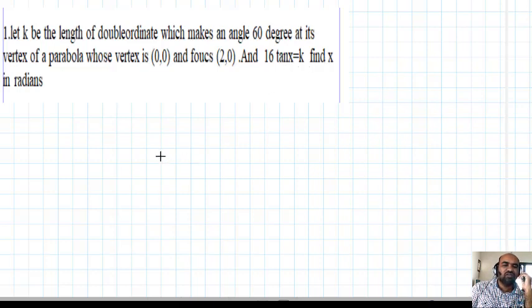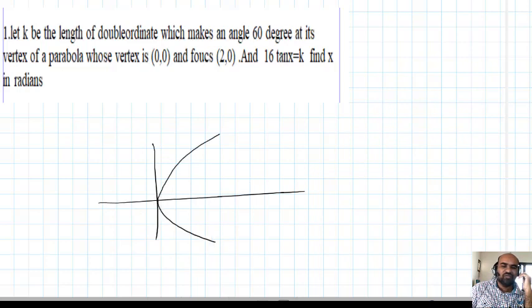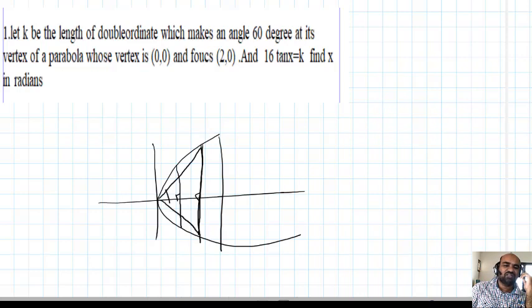First of all, we should know what is meant by double ordinate. The focal chord which is perpendicular to the axis is called a double ordinate. These all are double ordinates. Now we want to find the length of one of the double ordinates, a chord making an angle of 60 degrees at the vertex.